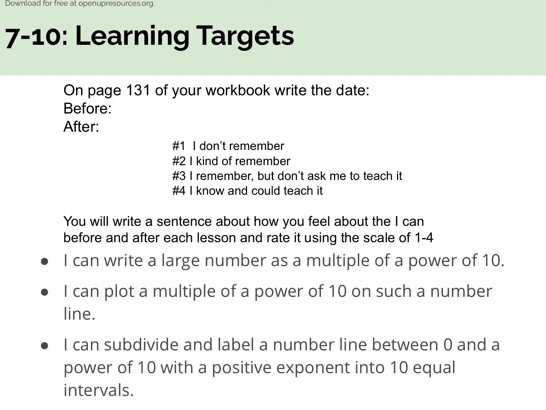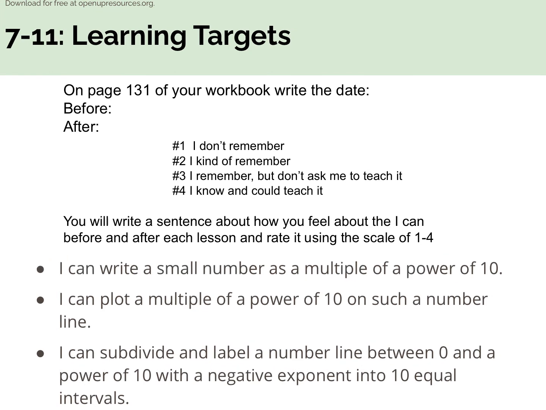Now, since we have a review of what we did on Friday, go ahead and turn your workbook to page 131. We're going to read 2 lessons worth of stuff. It's a lot of I-can statements. Lesson 10 is: I can write a large number as a multiple of a power of 10. I can plot a multiple of a power of 10 on a number line. And I can subdivide and label a number line between 0 and a power of 10 with positive exponents into 10 equal intervals. A lot of stuff. Write yourself a sentence about how you feel about it, and a number. So 1, I don't remember. 2, I kind of remember it. 3, I do remember it. And 4, I can teach it to my friend.